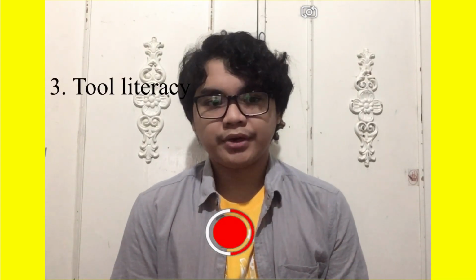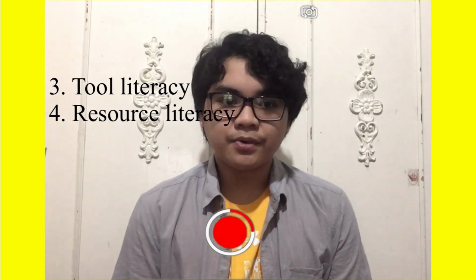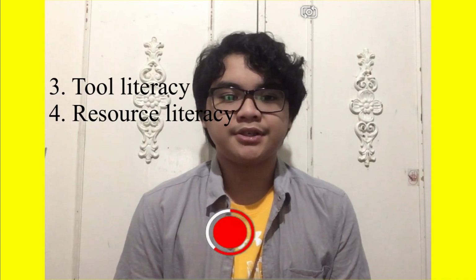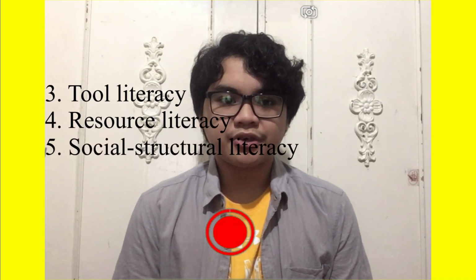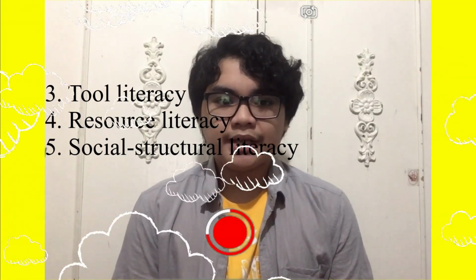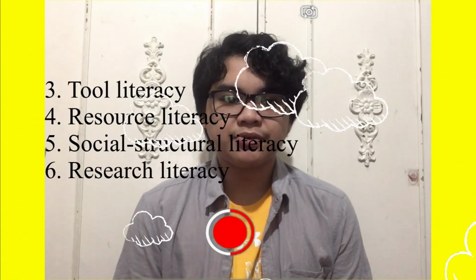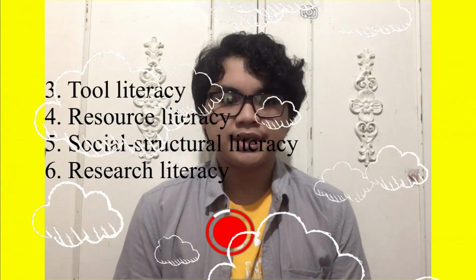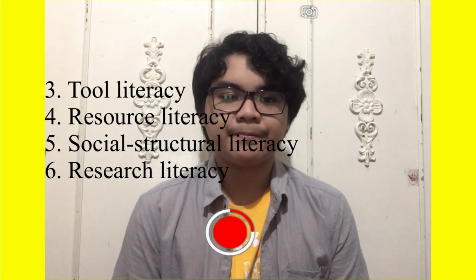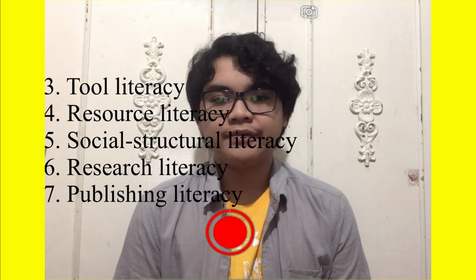The last 5 would be the information literacy curriculum, which includes number 3, tool literacy, the ability to use print and electronic resources, including software. Number 4, resource literacy, the ability to understand the format, location, and access methods of information resources. Number 5, social structural literacy, knowledge of how information is socially situated and produced. It includes understanding the scholarly publishing process. Number 6, research literacy, the ability to understand and use information technology tools to carry out research, including discipline-related software. And lastly, number 7, publishing literacy, the ability to produce a text or multimedia report of the results of research.